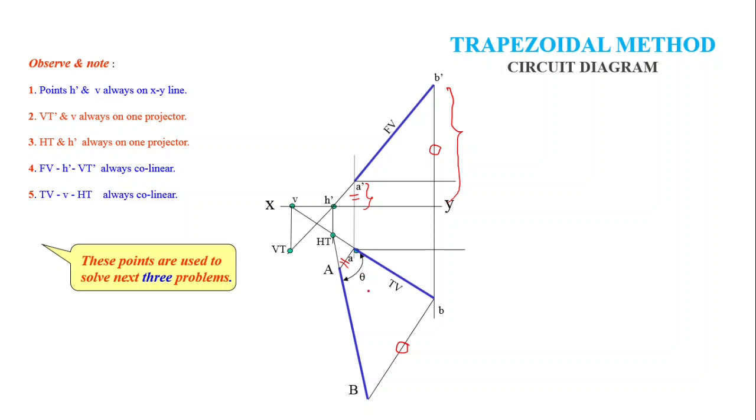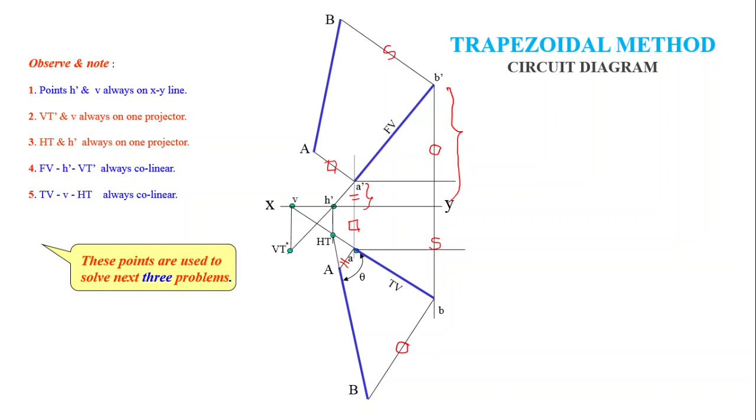We have already discussed this in the previous slide. Similarly, we can represent the distance in HP. Here this distance of the small letter B from the XY line, we can represent in front view. Similarly, the distance of small letter A, top view of A, from the XY line here. Then we join the end points. That will give the true length again.